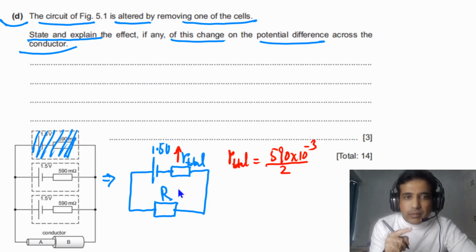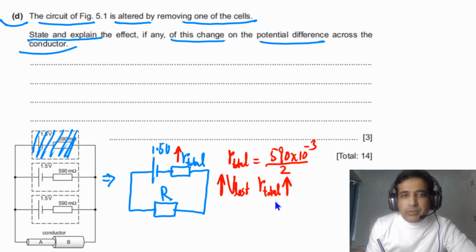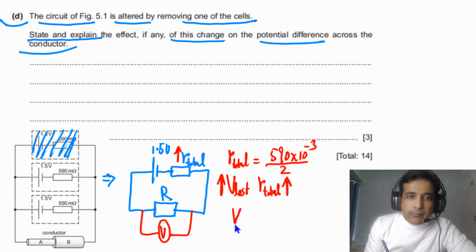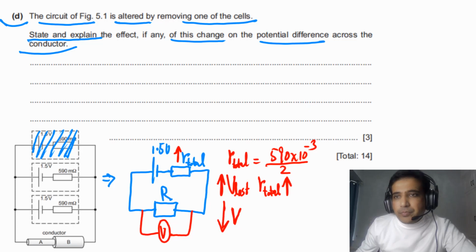If R total of this circuit increases, it means the energy lost will increase. So we will say the V lost inside the battery will increase because R total, the internal resistance, has been increased. If internal resistance has been increased, cell EMF is the same. So the potential difference across this conductor will decrease, because this one has increased, so this one has to decrease. So this is how you can answer this problem. These points you have to mention in your answer.